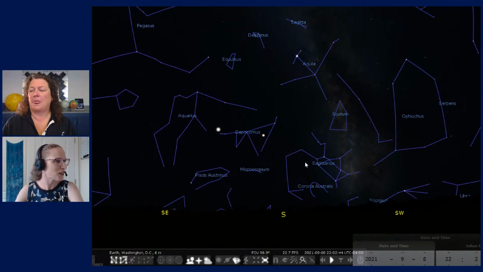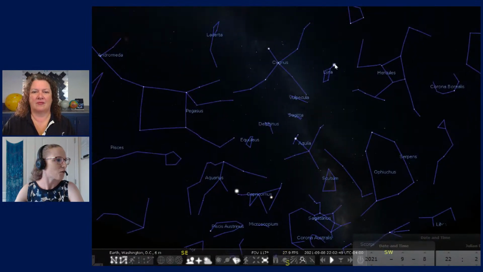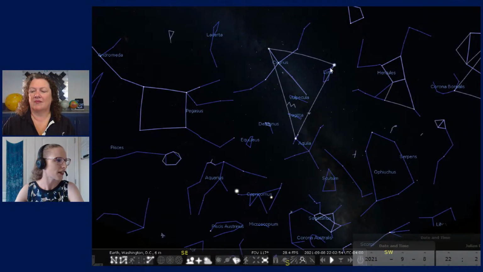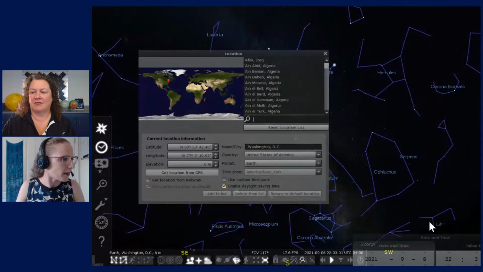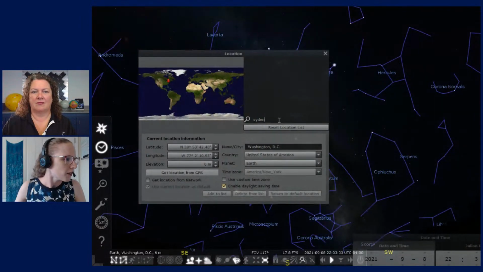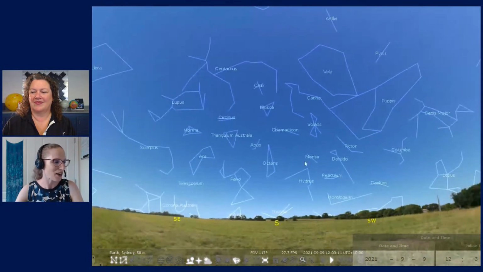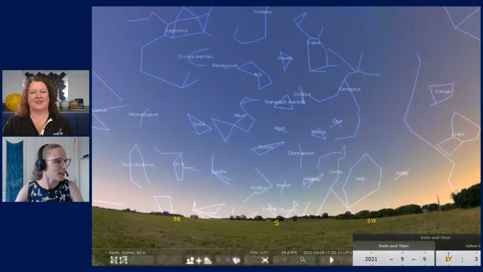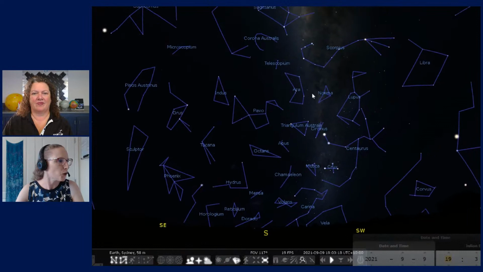It will. So here's Washington, D.C. So we've got Vega, Deneb, and Altair, which make the summer triangle. If I put the asterism lines on, here's the summer triangle that I love. But in location, I can decide that we're going to go to Sydney, Australia, which is on the other side of the world. So it's daytime right now. But if I set the sun, now we have a few familiar constellations.